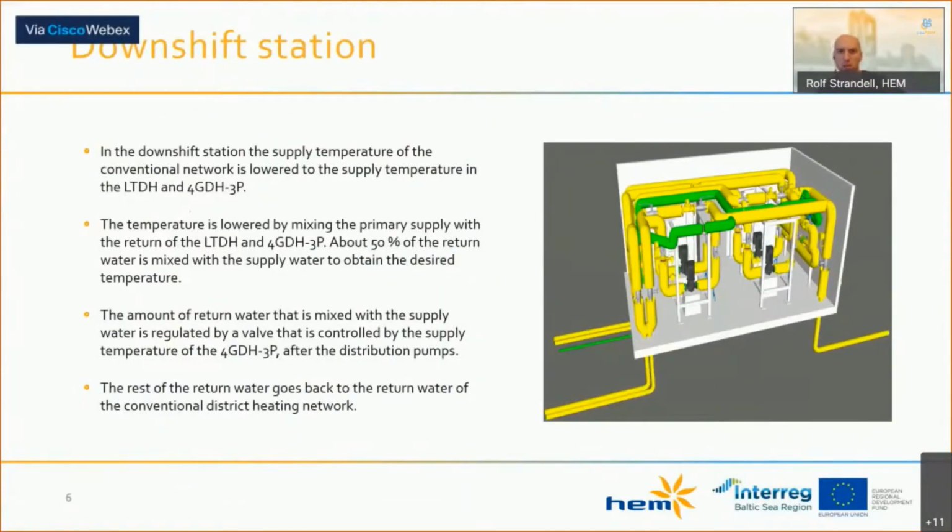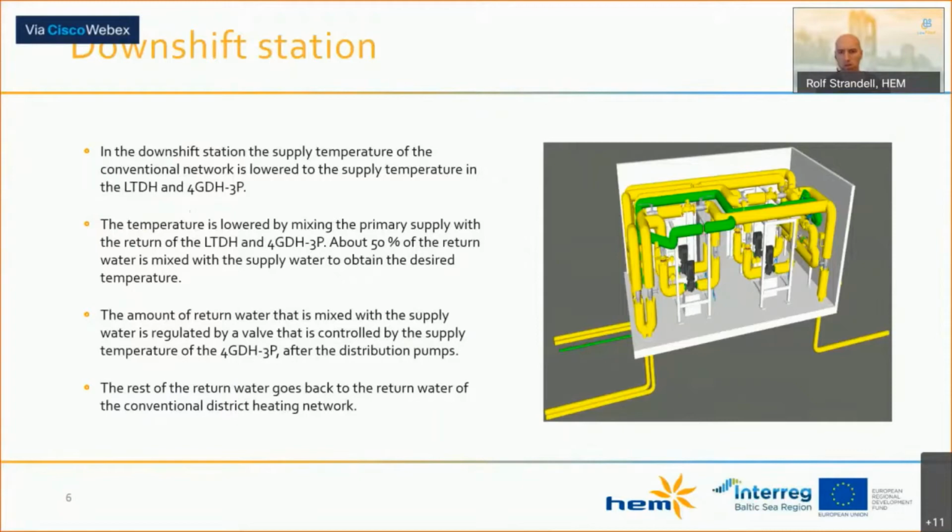And I said that we are going down from 98 degrees to 65 degrees. We are doing this with a downshift station or a shunt station. So we have pumps working. We use some of the hot water in the main pipe outside and use the return water from this area to mix and get down to 65 degrees. So around 50% of the return water is mixed with the supply water to obtain the desired temperature.